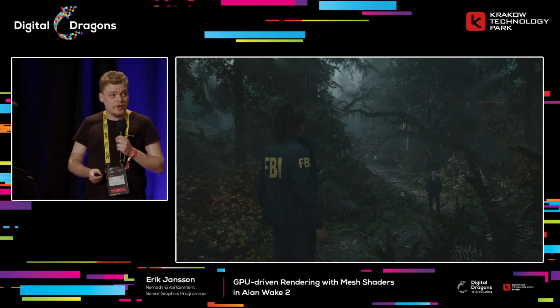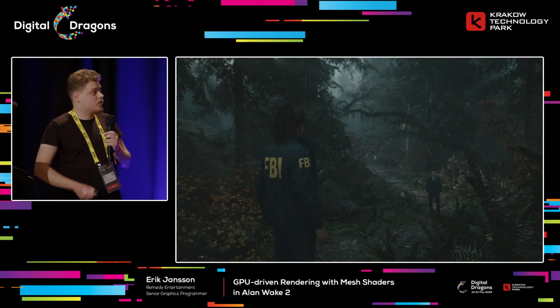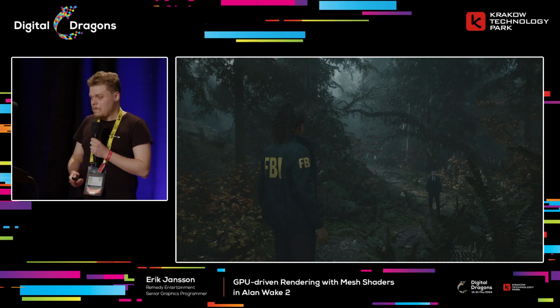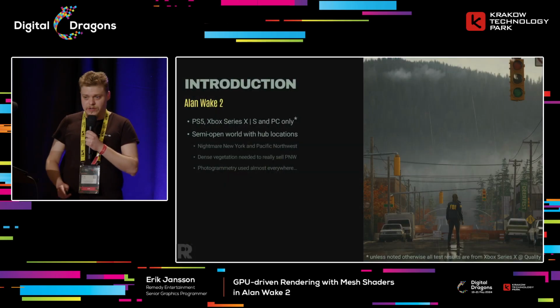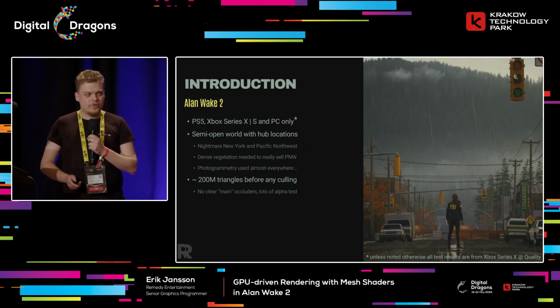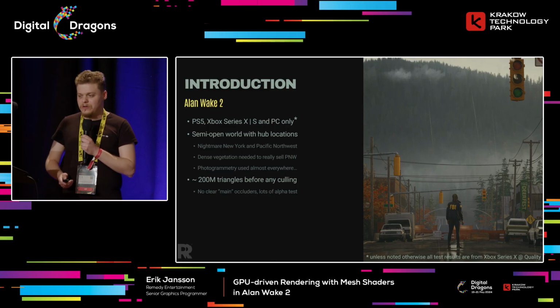This is kind of a regular scene in the game. We'll be looking at this one quite a few times, and you can already see the geometric complexity has increased compared to Control here. That particular scene we just looked at has around 200 million triangles before doing any kind of culling. And worst of all, there's no really main occluder. There are no walls here. A tree could be an occluder, anything could be an occluder.